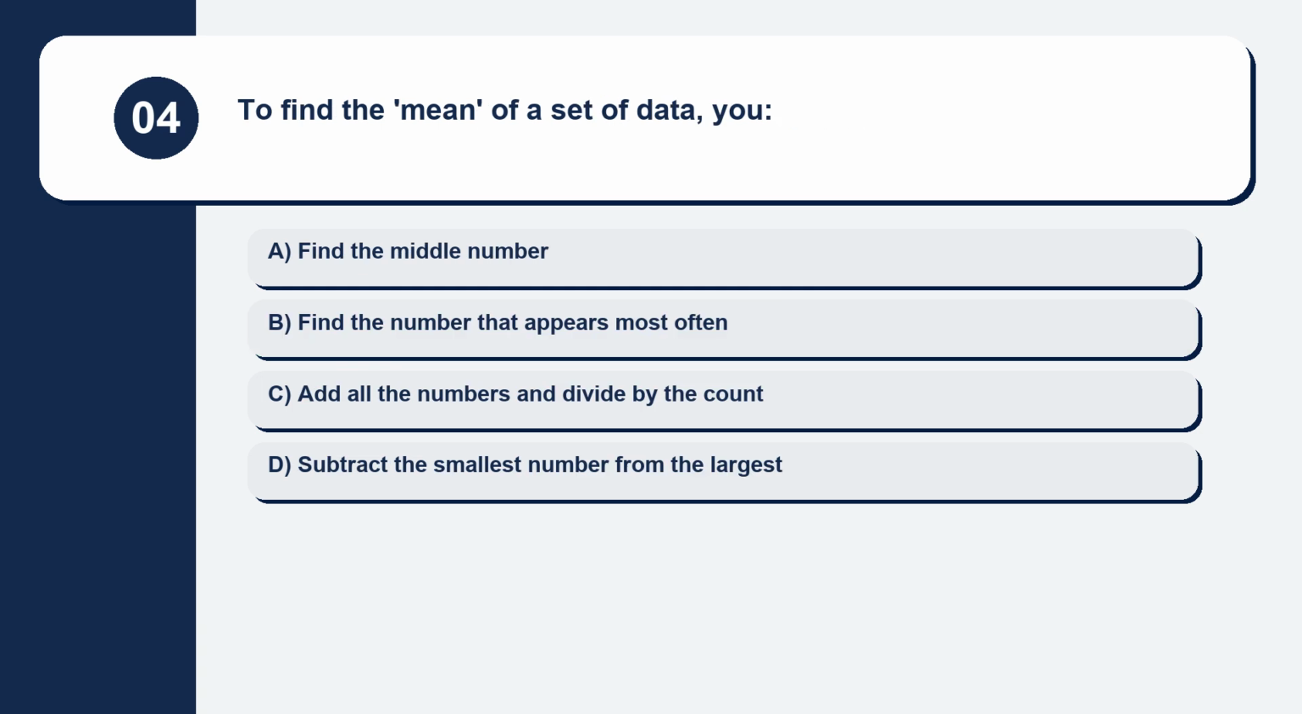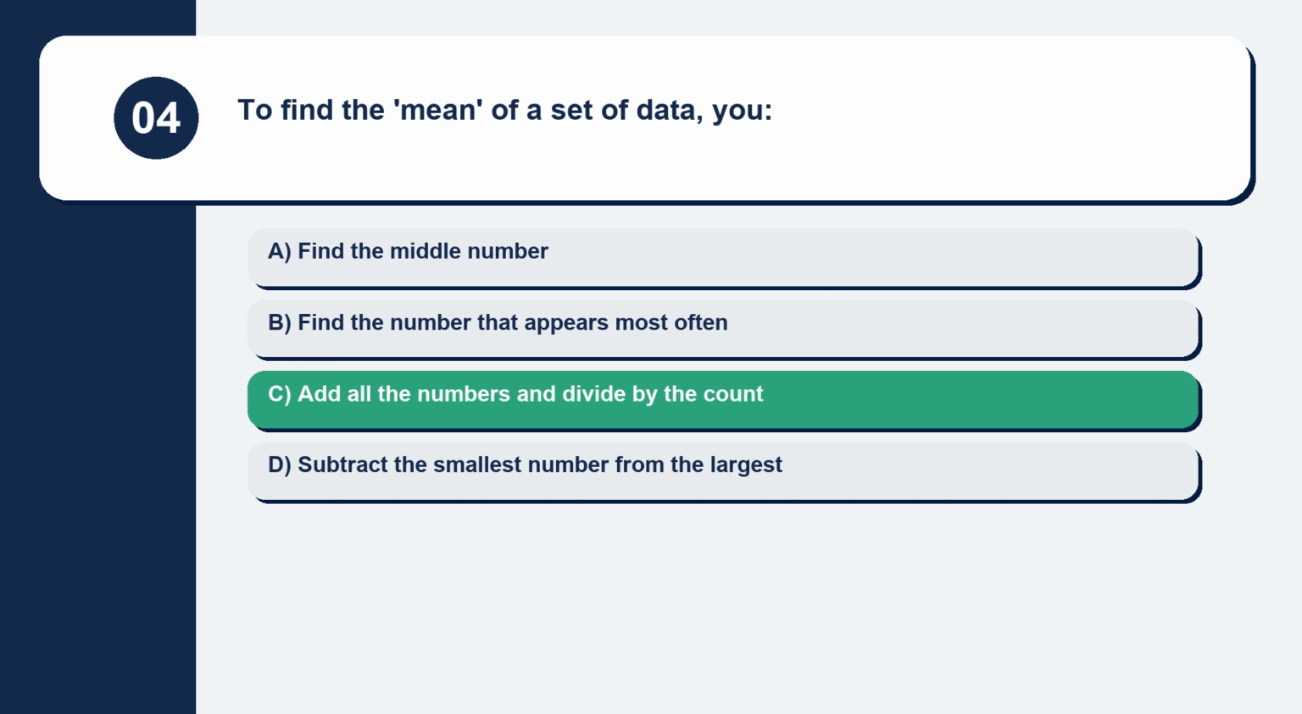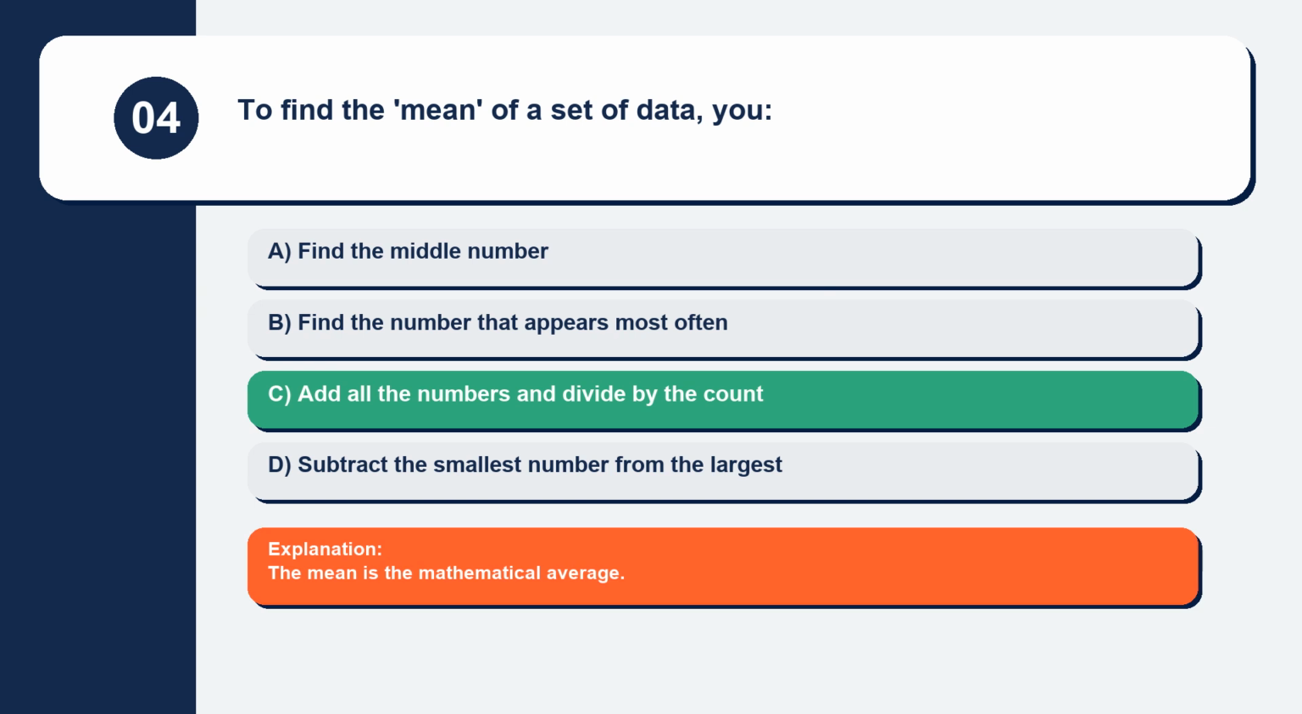Question 4. To find the mean of a set of data, you find the middle number. Find the number that appears most often. Add all the numbers and divide by the count. Subtract the smallest number from the largest. The mean is the mathematical average.